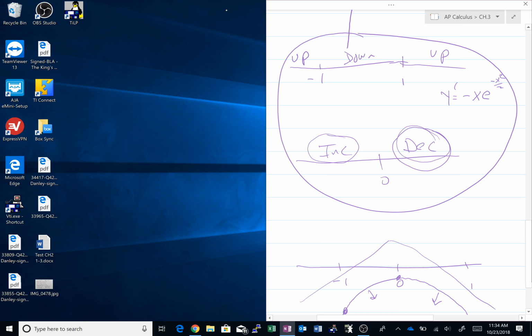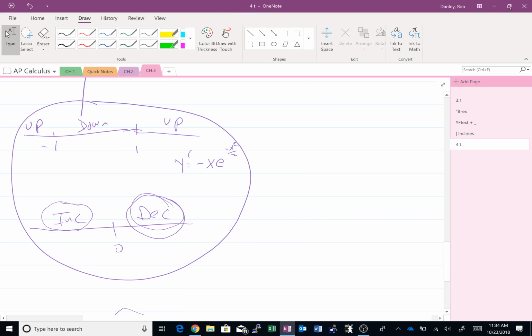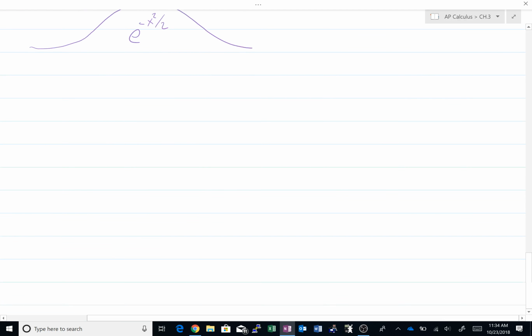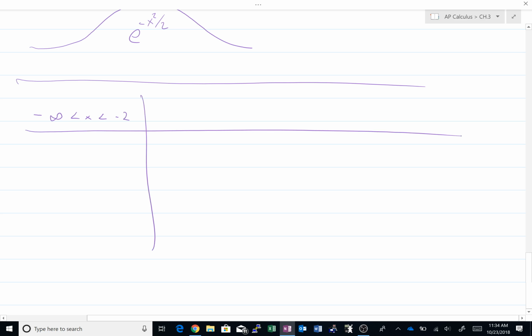Let's keep going here. What I'd like to do now is give you some charts. No graphs, no functions, nothing. I'm just going to give you data, and I want you to be able to tell me what's going on here. All right, how about this one? I'm going to give you some intervals here: negative infinity to -2, then -2 to 2, and then 2 to positive infinity.